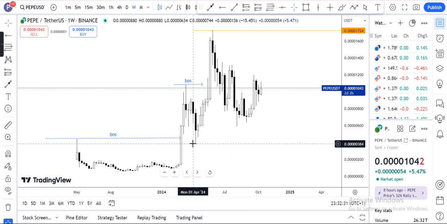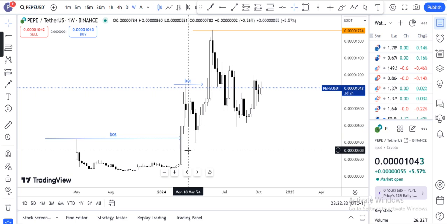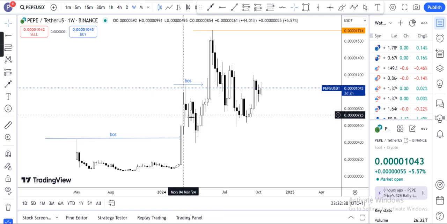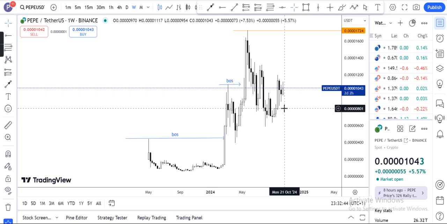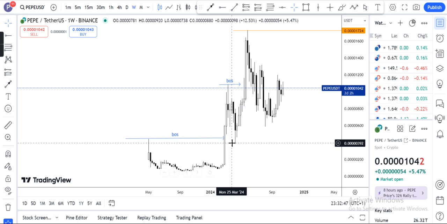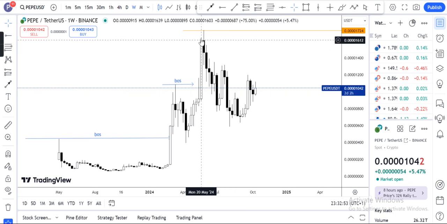After we got this break of structure to the upside, the market reversed into this area and then pushed to the upside, giving us our new break of structure. So with this new break of structure, what do we want to do on this market? We can plot our Fibonacci between this low, which is our point A, and this level, which is our point B.